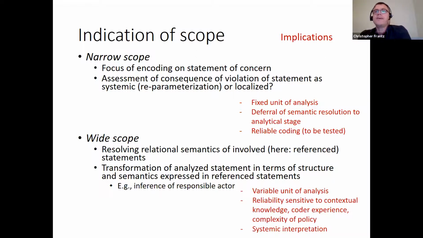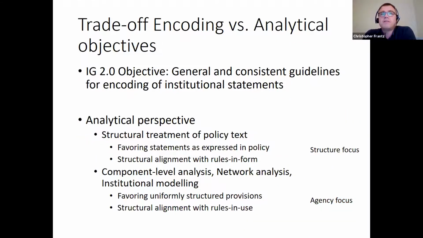So conversely, if we have this variable unit of analysis, we actually dig deeper and perform some sort of regress across different statements. We are much more sensitive to reliability issues with respect to the contextual knowledge, experience of coders, domain embeddedness, and so on. So those are concerns to be taken into account. And it, of course, affords some systemic interpretation immediately. And that may well be desirable. It's just important to call out those two different positions that one can hold on different statements, as we have identified in practice. And what's the consequence?